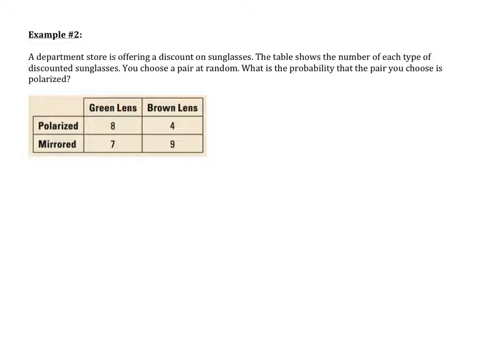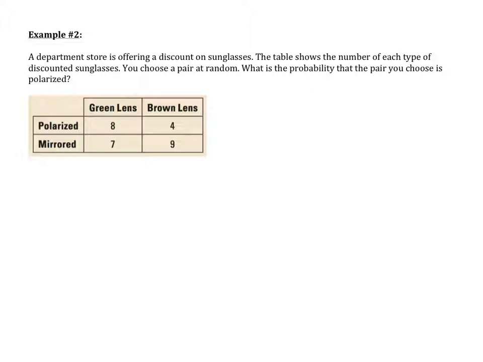So here's example number 2. A department store is offering a discount on sunglasses. The table shows the number of each type of discounted sunglasses. You choose a pair at random. What is the probability that the pair you chose is polarized? So looking at the table, we see 2 different options where we can get them either polarized or mirrored. And within those 2 options, they can either have green lenses or brown lenses.